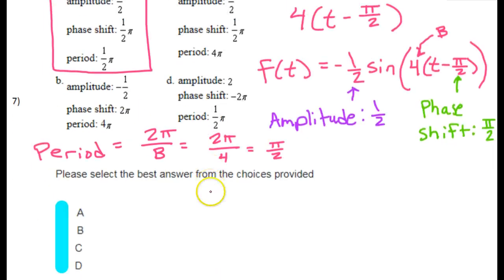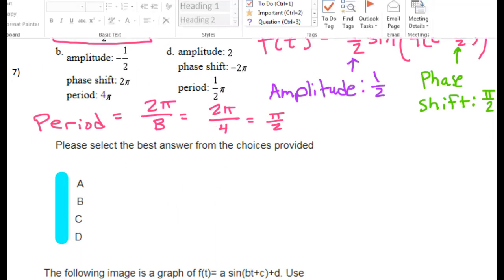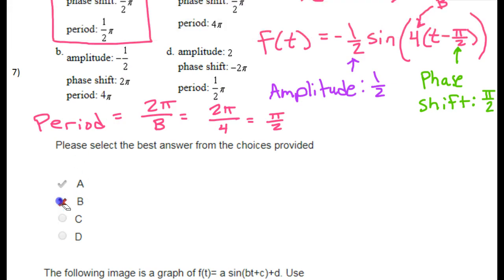So let's scroll down and check against the official answer. And hopefully now you understand why.